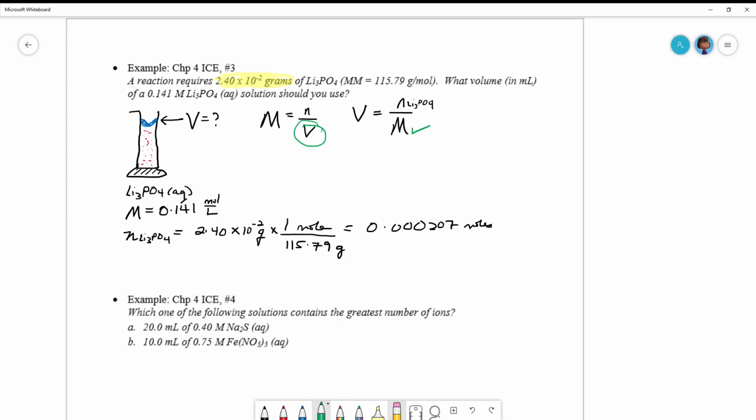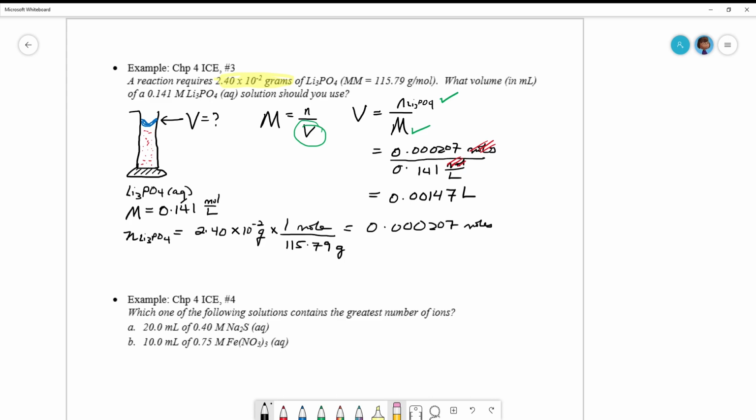Okay, so now we have moles of lithium phosphate. It's now plug and chug, so let's plug and chug it out. The volume is equal to 0.000207 moles over 0.141 moles per liter. So from a unit perspective, what happens? Moles cancel moles, which means the units we're going to end up with are what? Oh, right, liters. And in liters, the value I ended up getting was 0.00147.